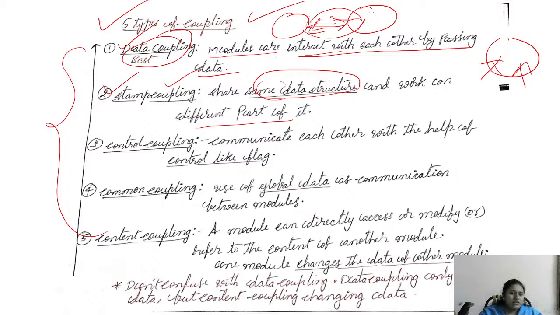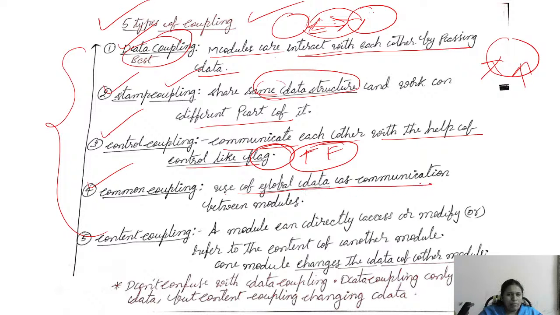Next one is control coupling. Modules communicate with each other with the help of a control, like a flag, such as true or false. Next one is common coupling, which uses global data for communication between modules.